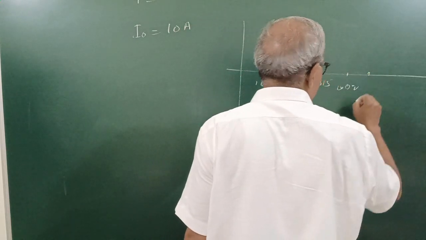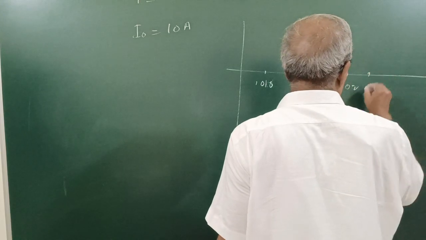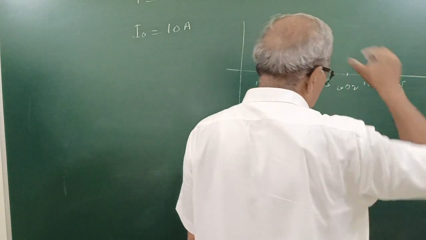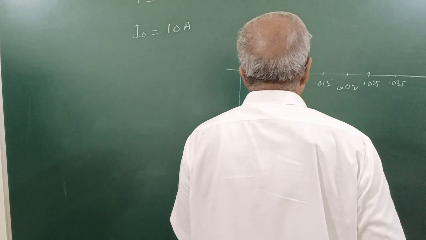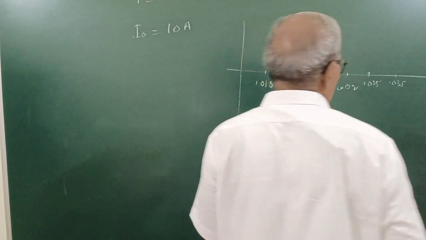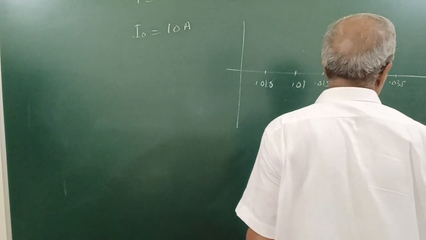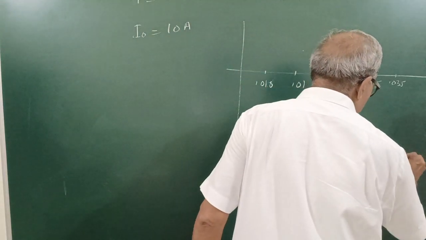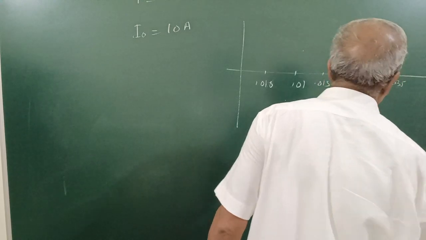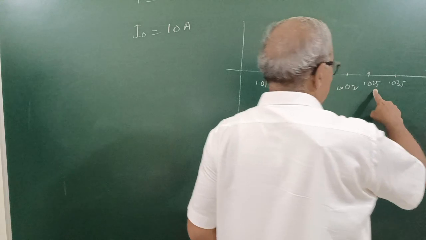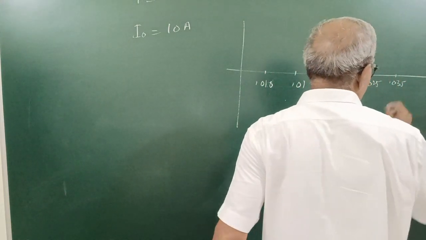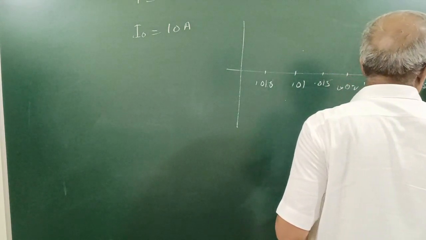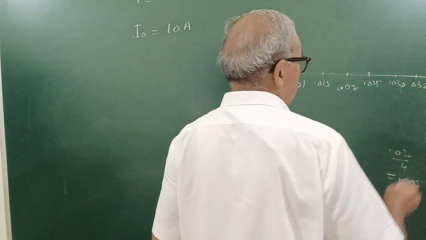Then 0.015, then it is 2T here. Sorry, I made a mistake. 0.02 divided by 4 is 0.005, yes, that is right. So then we add that: 0.025, 0.03, sorry, and then 0.035, and then it is 0.04.